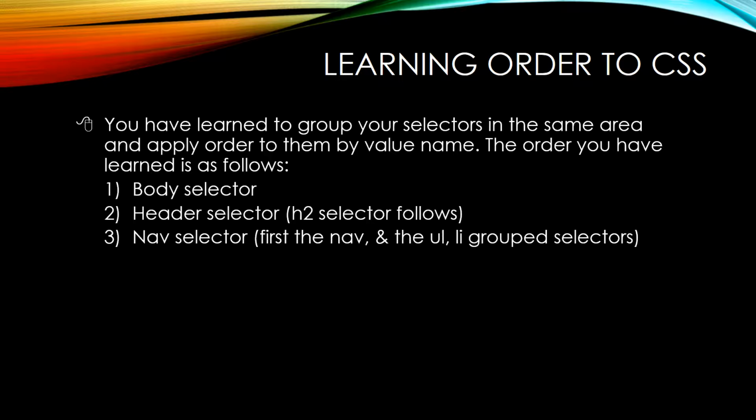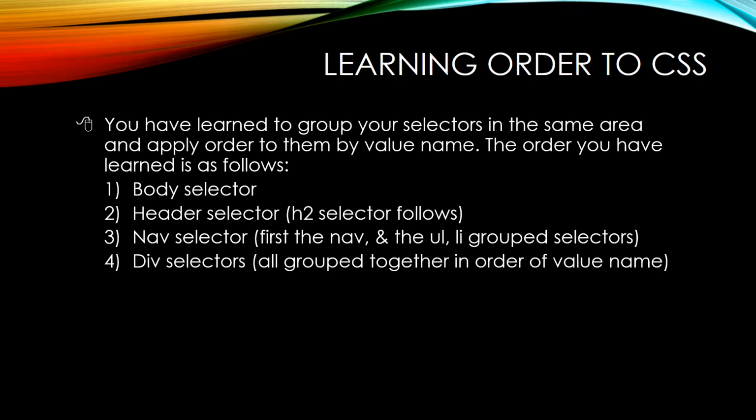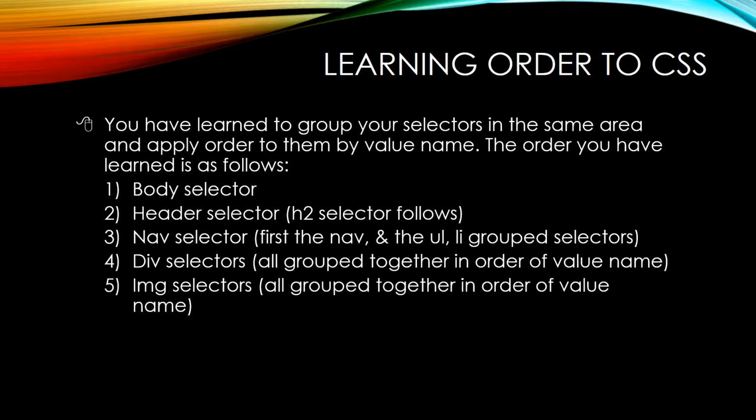The nav selector, after which follow the UL and LI group selectors. And then you have the div selectors, which are all grouped together in order of value name. Then you have image selectors, which are all grouped together in order of value name, followed by the footer selector, which is usually put at the bottom, right above the closing style tag.